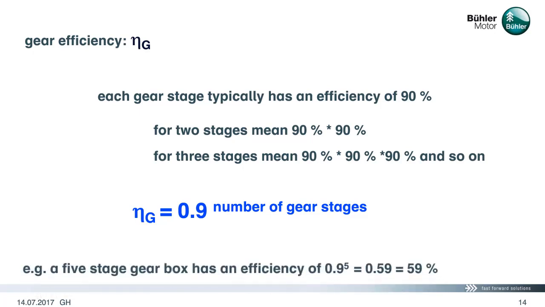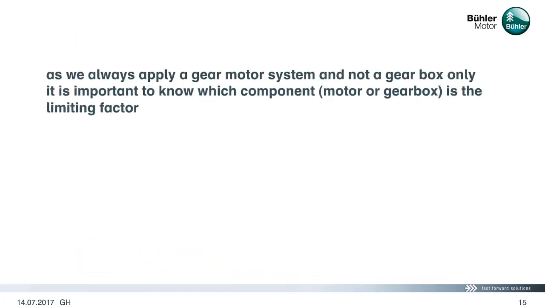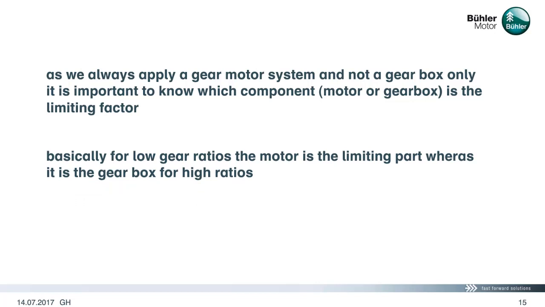For example, a 5-stage gearbox calculates to 0.9 to the power of 5, which is 0.59 or 59% efficiency. As we always apply a gear motor system and not a gearbox only, it is important to know which component, motor or gearbox, is the torque limiting factor. Basically, it can be stated that for low gear ratios it's the motor, and for high ratios it's the gearbox that limits the maximum torque Tmax.